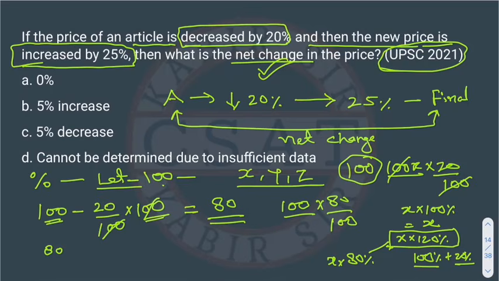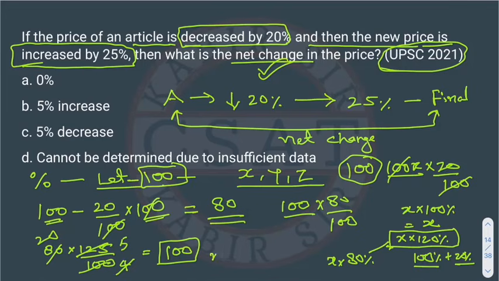later what happened? There is an increase of 25%. So what can we directly write? 125 upon 100, right? So we can cancel this. So what's the final price? 100 rupees. So 100 is the final price and initial price was also 100.